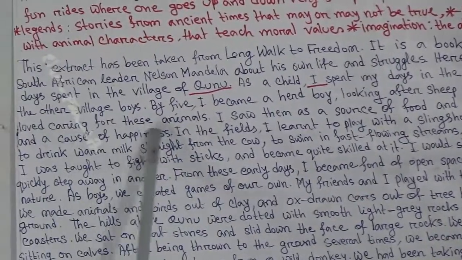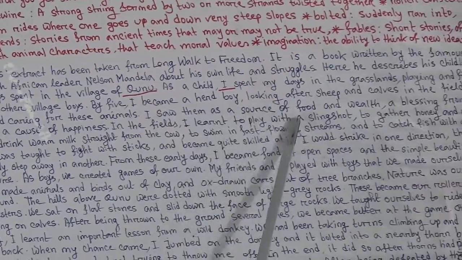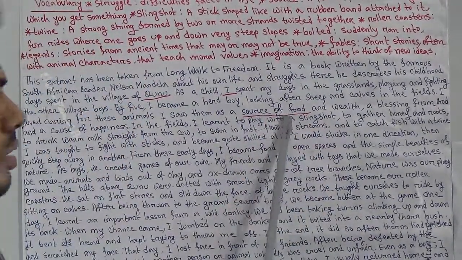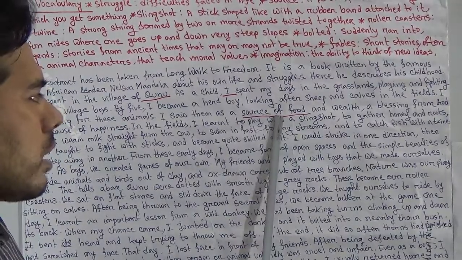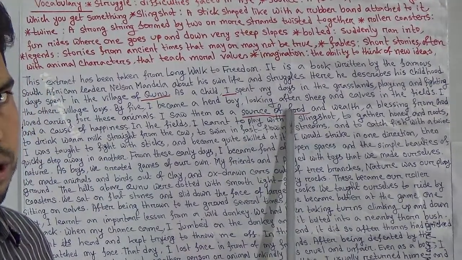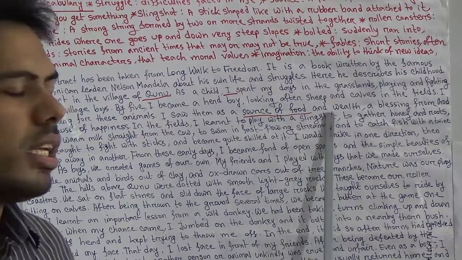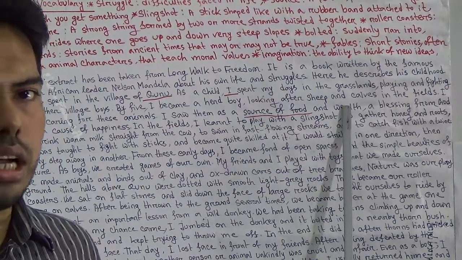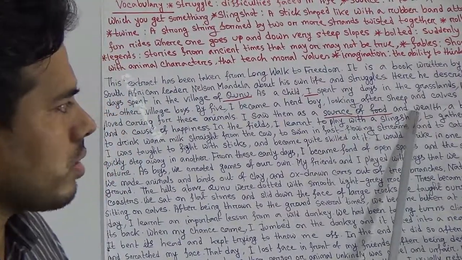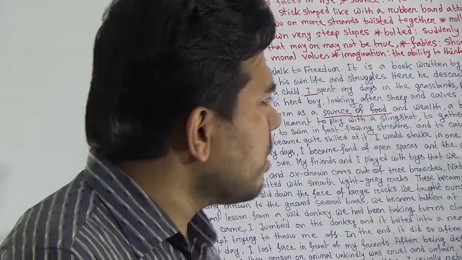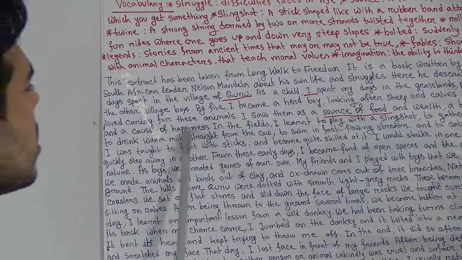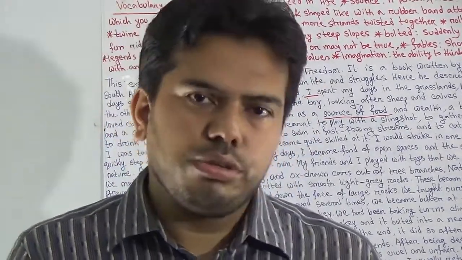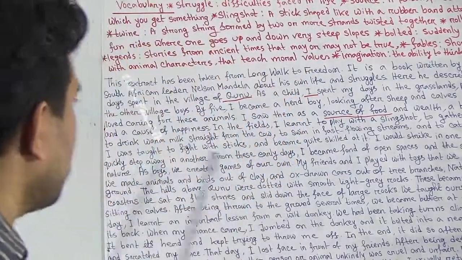I loved caring for these animals. I saw them as a source of food and wealth. How can it be? Because we know that a cow or goat gives us milk, which is one kind of source of food. And we can sell this to the bazaar or any market. That's why we can earn some money from it. That's why it is also a cause of wealth. A blessing from God and a cause of happiness. When we get some new babies from a cow and goats, then we become happy. That's why it's a cause of happiness also.